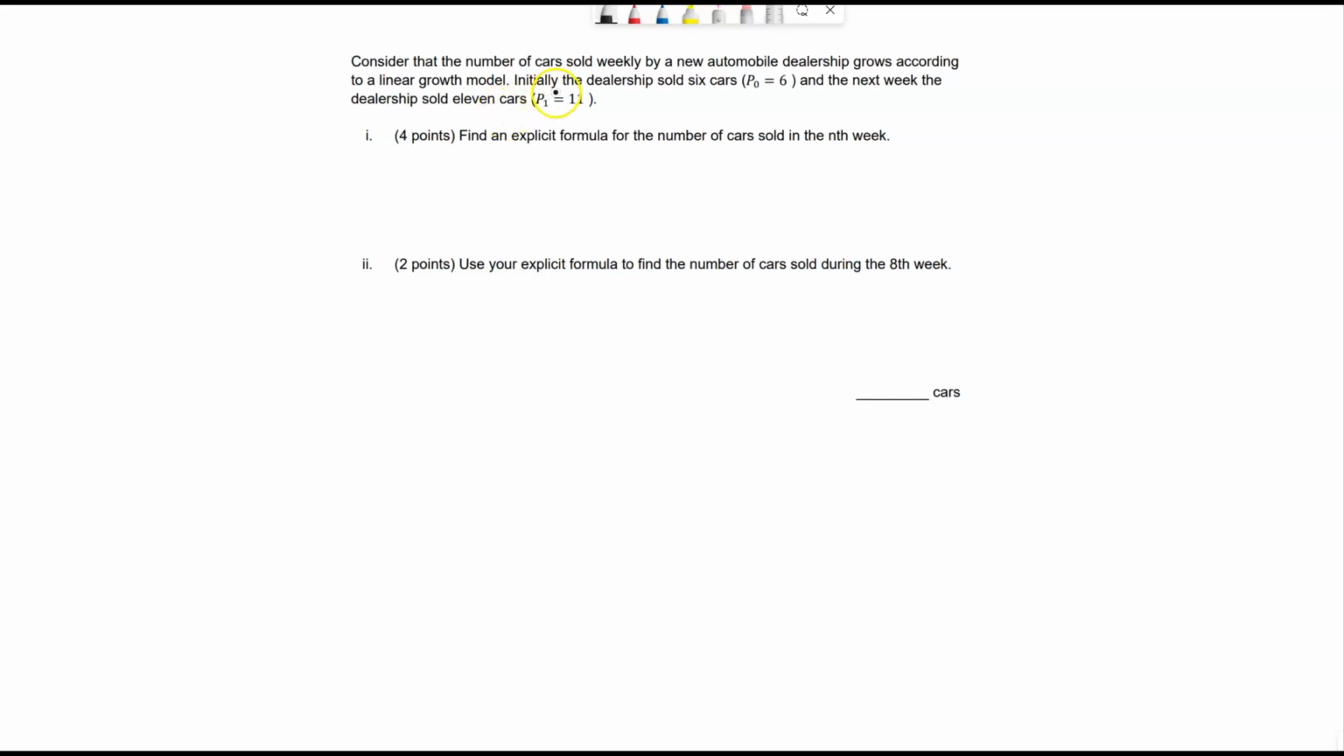Consider that the number of cars sold weekly by a new automobile dealership grows according to a linear growth model. Initially, the dealership sold 6 cars, and the next week the dealership sold 11 cars. All right, key words: linear growth model. So we have A sub n equals A sub 0 plus dn. This is the formula that is provided. This is also similar to the y equals mx plus b formula that you might know as well.